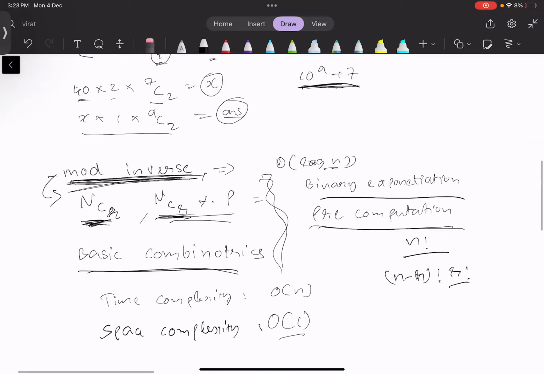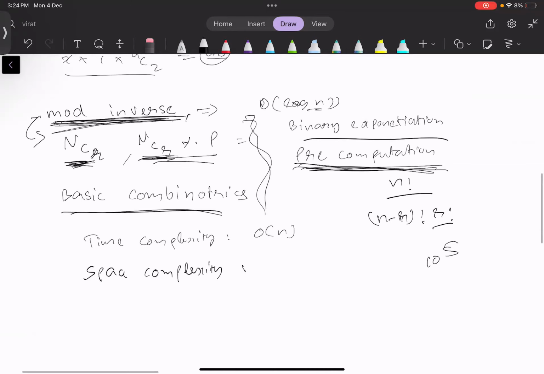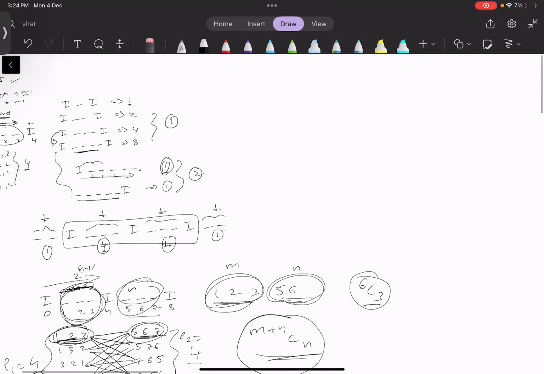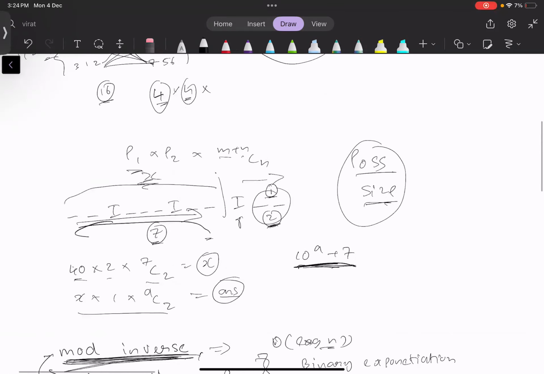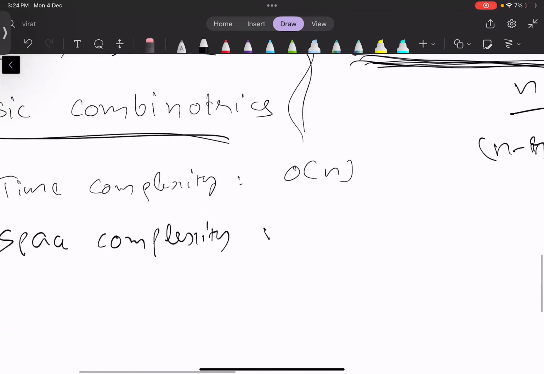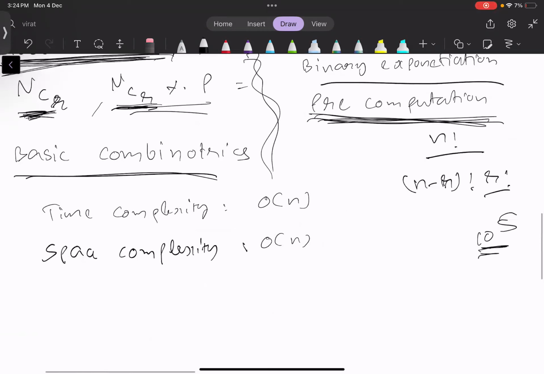But pre-computation will require some space, and we need to find factorial values up to 10 power 5. The constraints are up to 10 power 5, right? So space complexity will also be O of n, because the n value can be up to 10 power 5, and we need to pre-compute those factorial values. Right. All right.